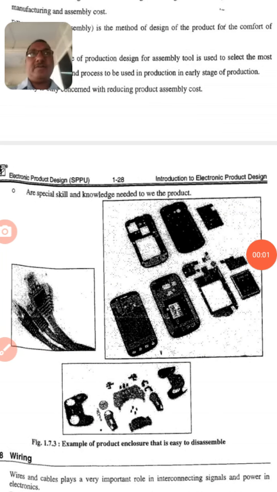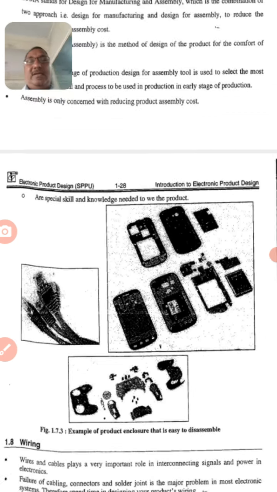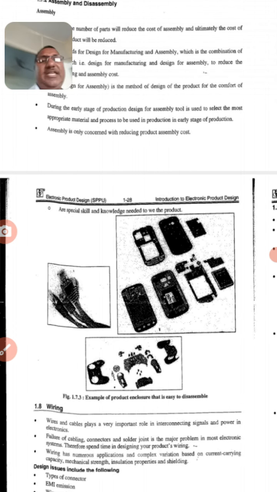Good morning, students. Today we are going to learn design for manufacturing, assembly and disassembly. In the previous lecture, we have studied cognition, then ergonomics, packaging, and in this lecture, we are going to learn design for manufacturing and assembly and disassembly.